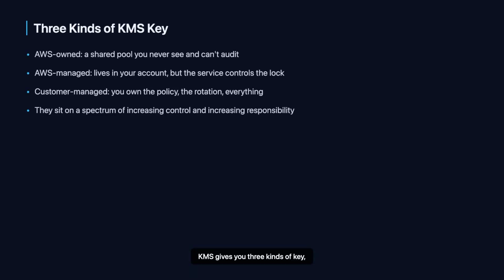KMS gives you 3 kinds of key, and we'll take them one at a time. There's the Amazon Web Services owned key, a shared pool of keys living outside your account that you never see and can't audit. There's the Amazon Web Services managed key, which lives in your account but is created and controlled by the service itself. And there's the customer managed key, which you own outright. The policy, the rotation, all of it. The way to hold these in your head is as a spectrum. As you move across it, you gain more control, but you also take on more responsibility.